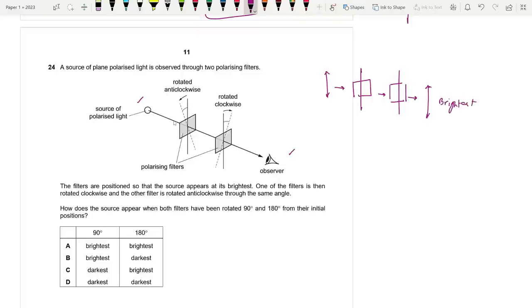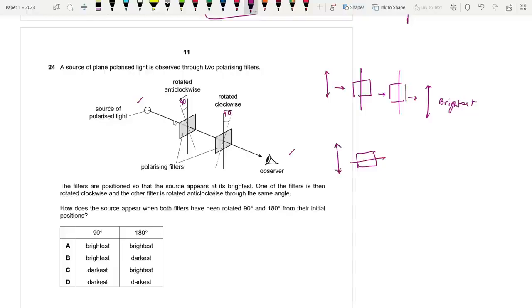Now what has happened? One of the filters is then rotated clockwise and the other filter is rotated anti-clockwise through the same angle. So suppose this went by 60 degrees, this also went by 60 degrees. How does the source appear when both filters have been rotated 90 degrees and 180 degrees from their initial position? Okay. So let's talk about 90 degrees. So here's the thing. If you basically change the transmission axis to 90 degrees, my vertically plane polarized light is now perpendicular to this.